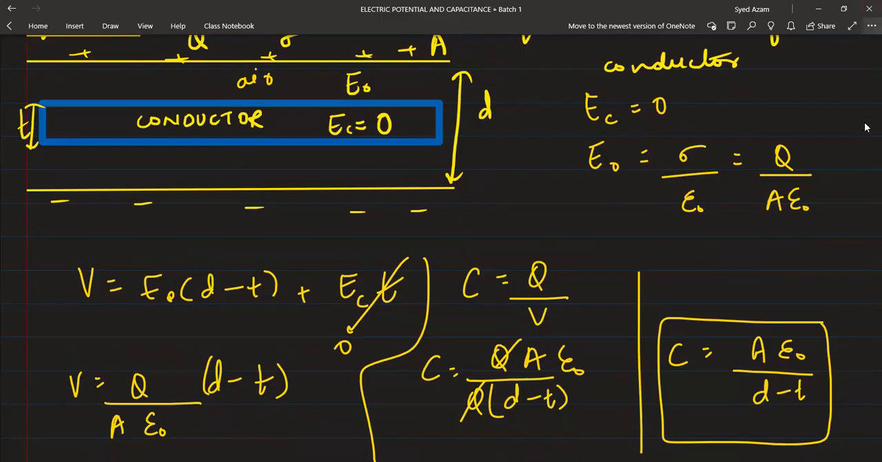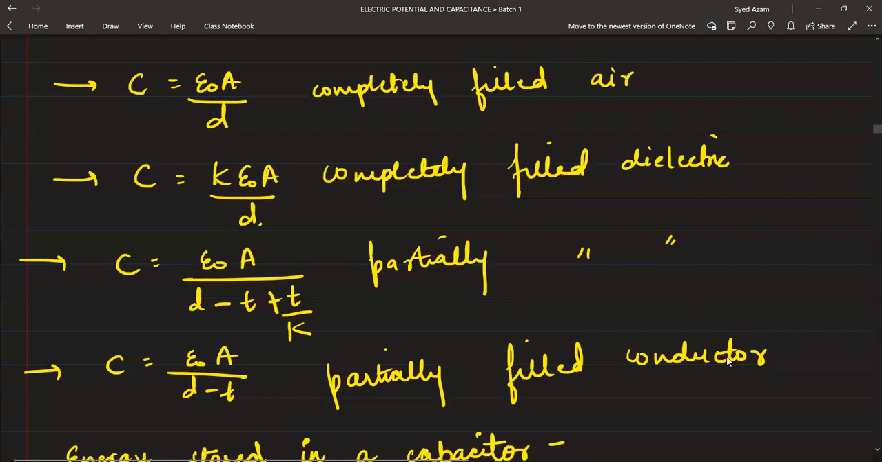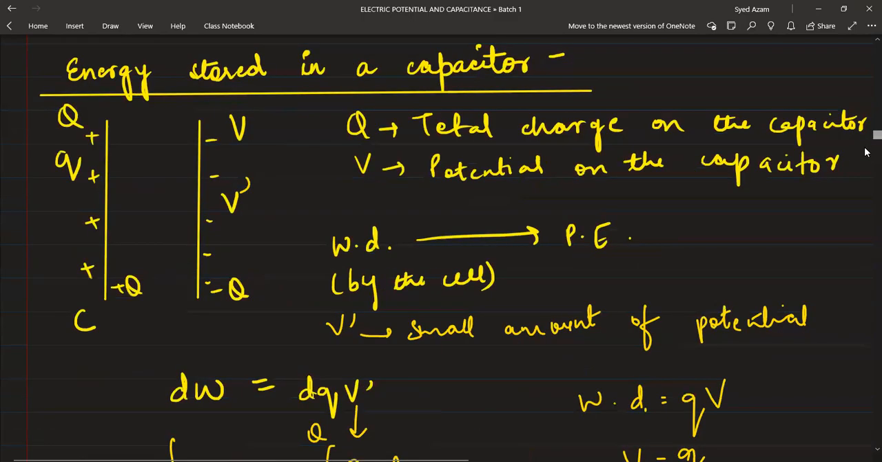put it in capacitance, you get this. In short, you have the formula of all the plates like this. Epsilon naught A by D, K times epsilon naught A by D, epsilon naught A by D minus T plus T by K. C is equal to epsilon naught A by D minus T. So go through the derivations also.